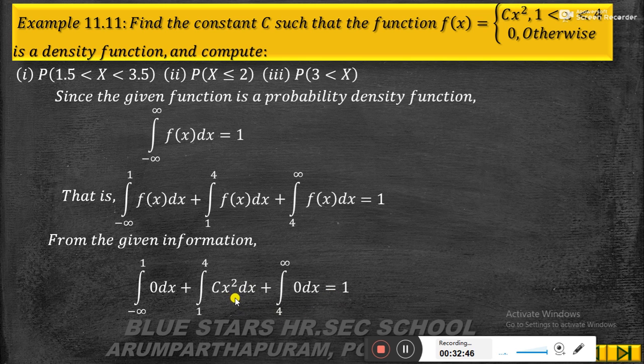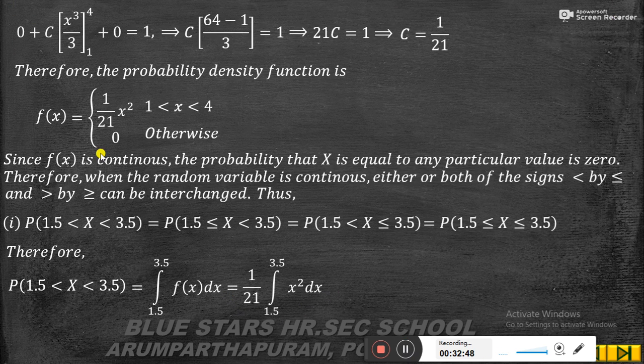The next step: c into the integral of x square, which is x cube by 3, with limits 1 to 4, equals 1. So c into, substituting 4 cube, 64 by 3, minus the lower limit 1 by 3, that means c into 63 by 3. 63 by 3 is 21. So 21 c equals 1, so c equals 1 by 21. This is the answer for c.